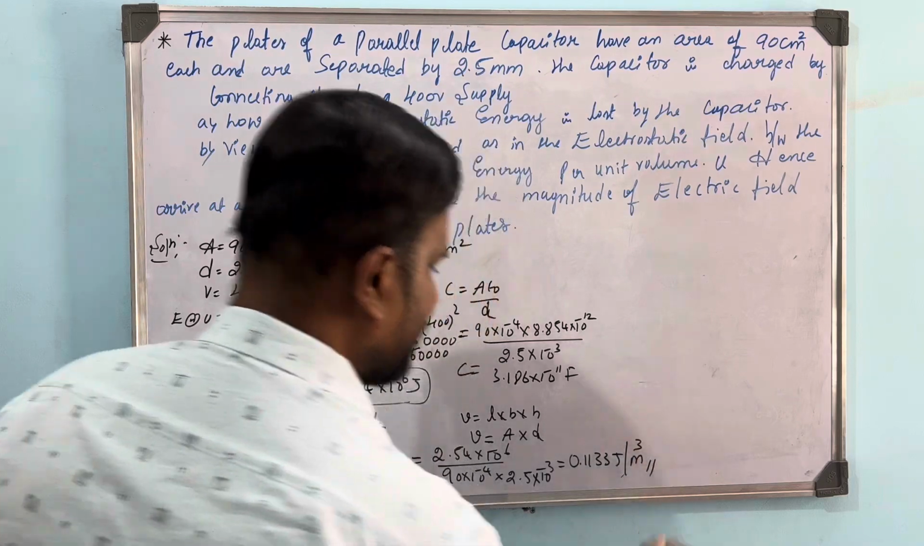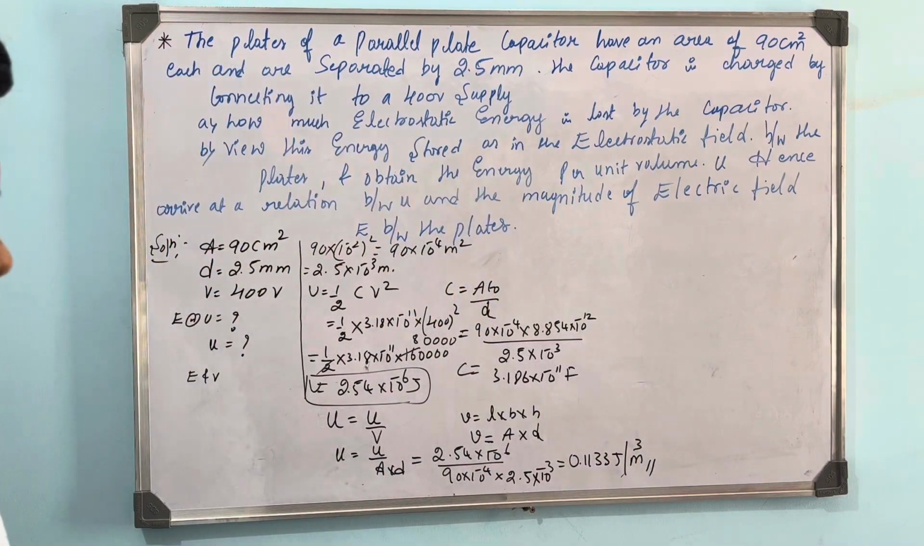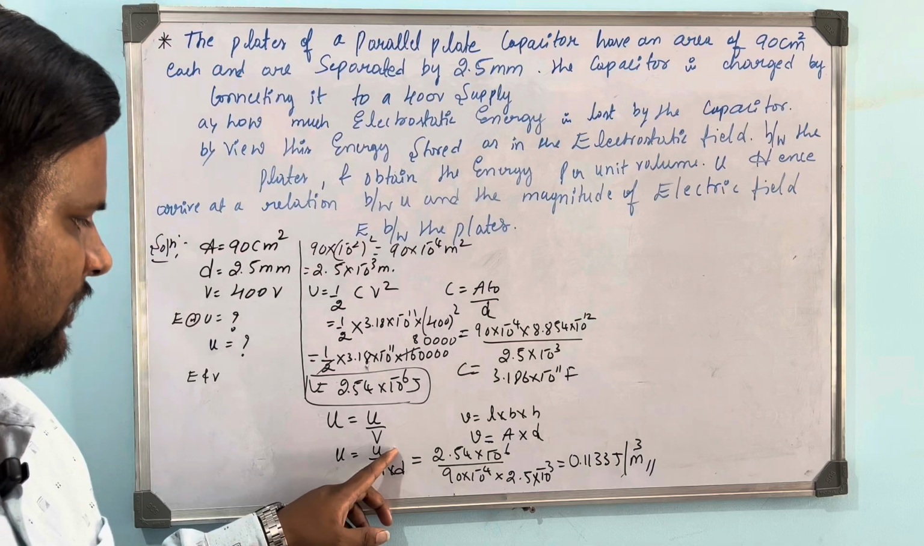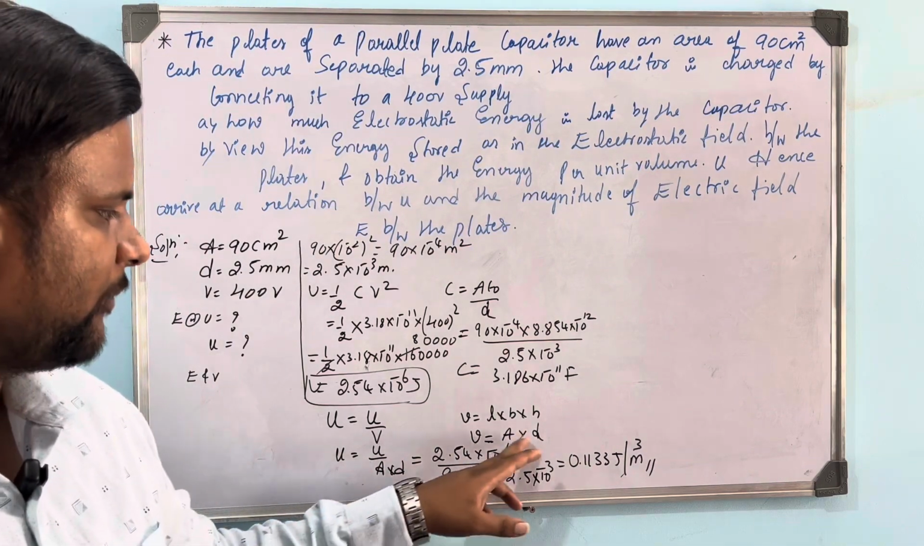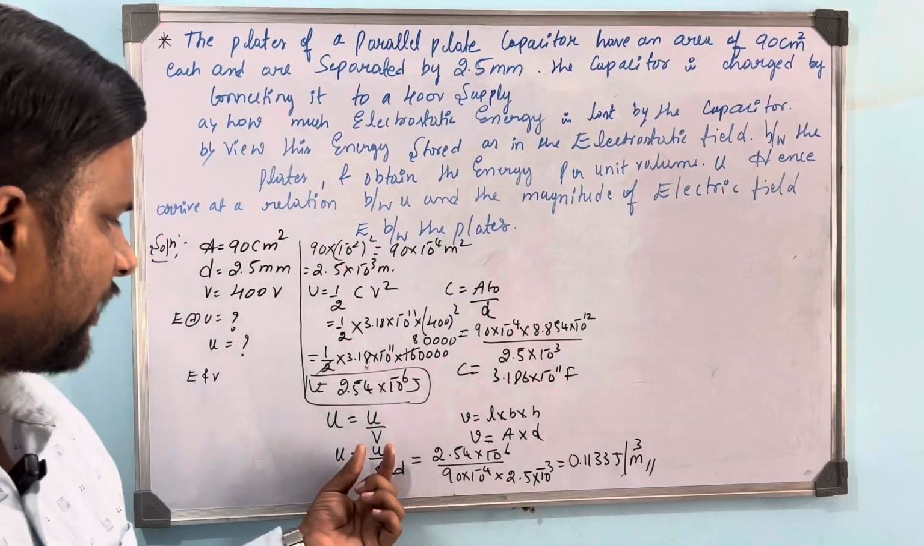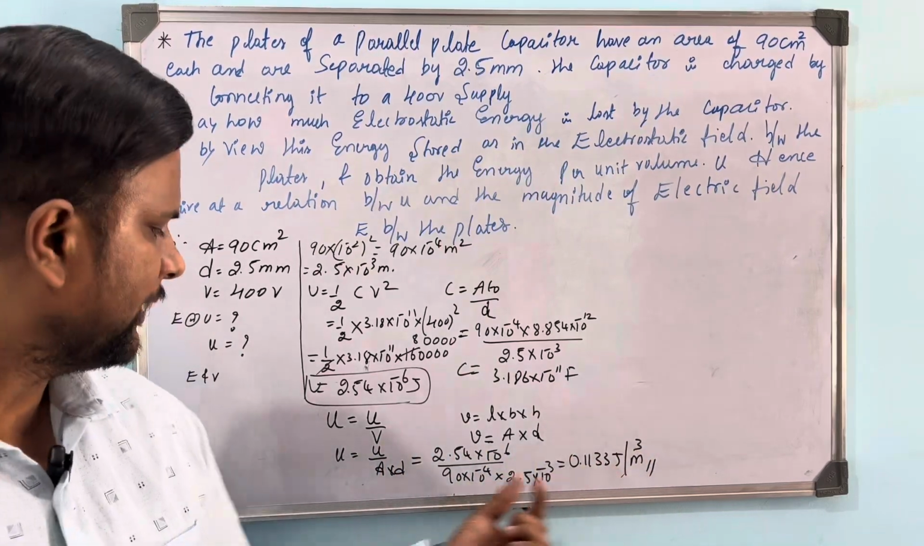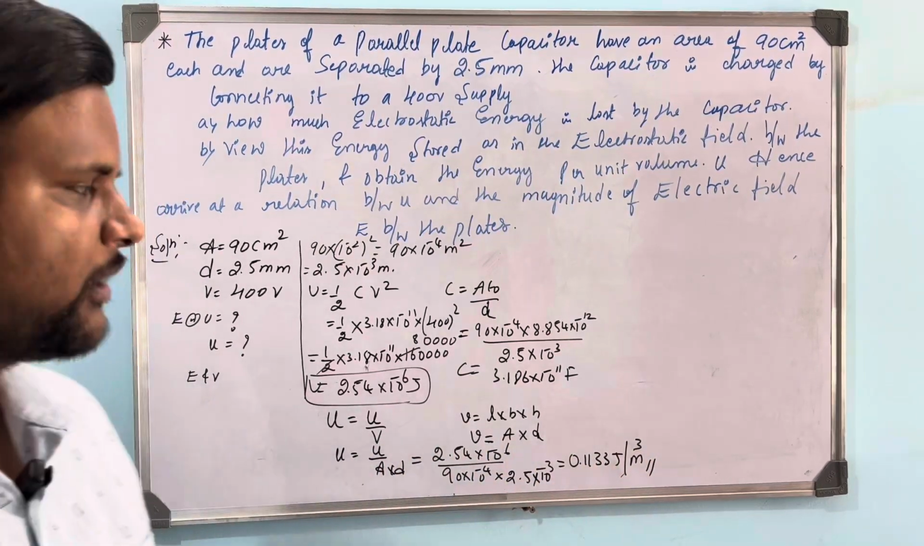Okay, so this is the SI unit for the energy density. See, energy per volume. Volume is length into breadth into height, meter into meter into meter, so it becomes meter cube, and for energy it becomes joule. So the SI unit for energy density is joule per meter cube.